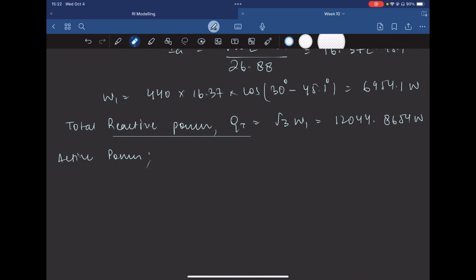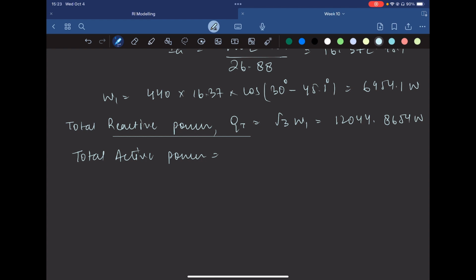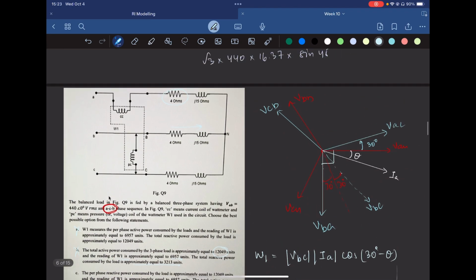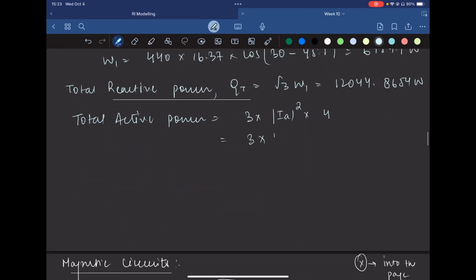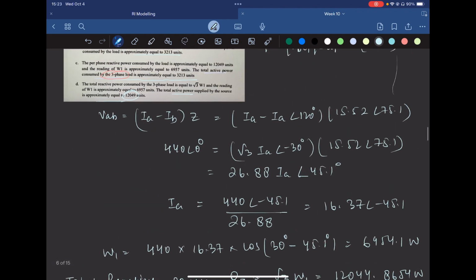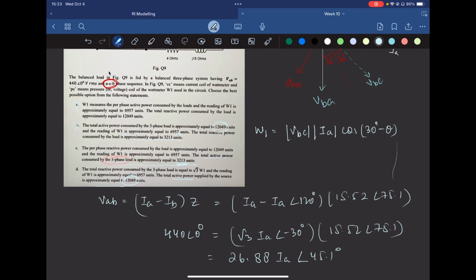It's for the total reactive power, right? I should write total active power. Sorry, total active power. Since it's balanced, I'll just calculate along the A phase into 4, right? 3I squared R. So it's 3 into 16.37 squared multiplied by 4, which is nothing but 3215.7228 watts. So this is what it comes out to be, approximately equal to 3213, right?